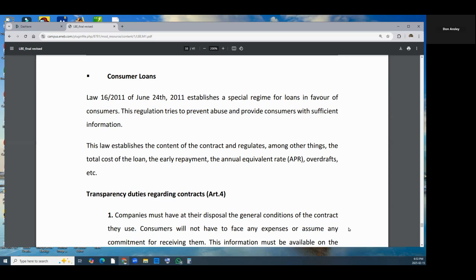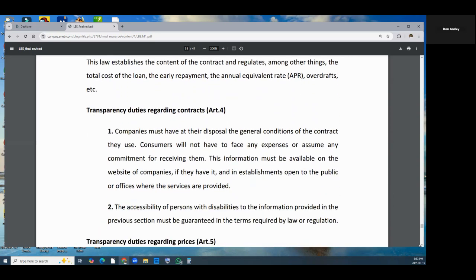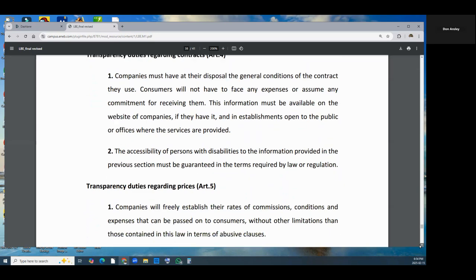The transparency duties regarding the contract are as follows. The companies must have at their disposal the general conditions of the contract they use. Consumers will not have to face any expenses or assume any commitment for receiving them. The information must be available on the website of the company if they have it, and in establishments open to the public or offices where the services are provided. And the accessibility of persons with disability to the information provided in the previous section must be guaranteed in the terms required by the law and or regulation.